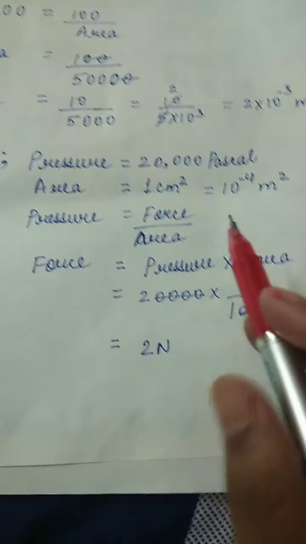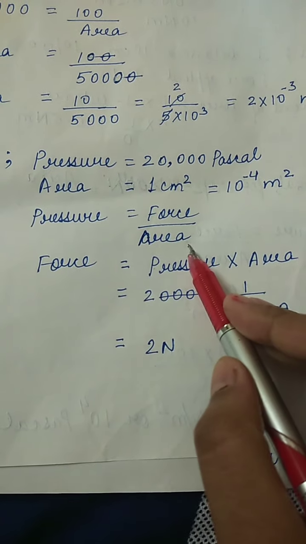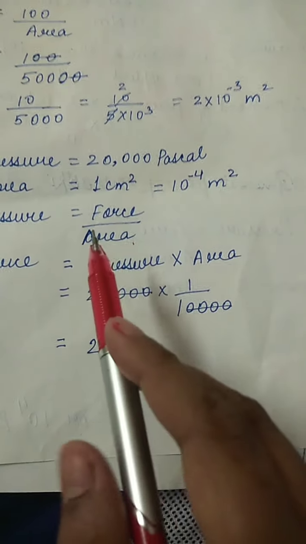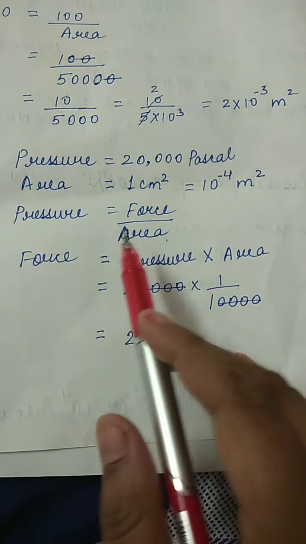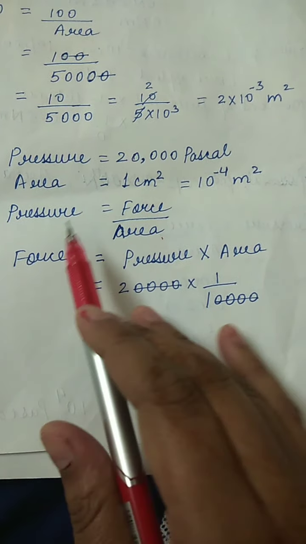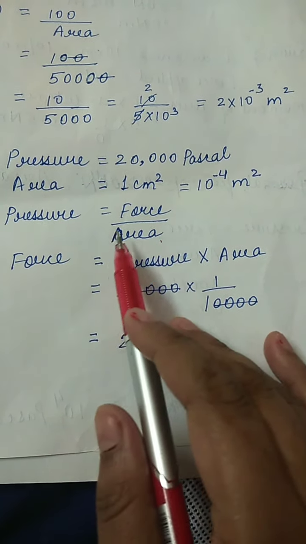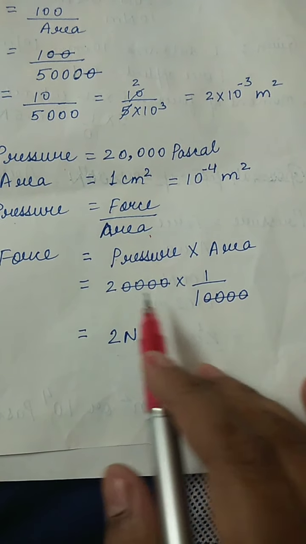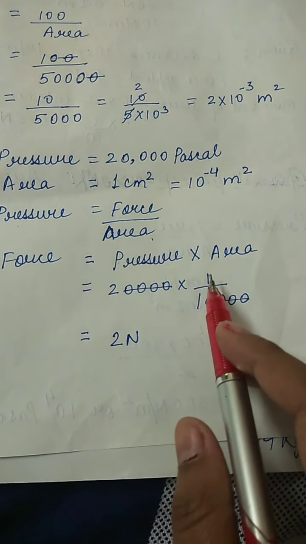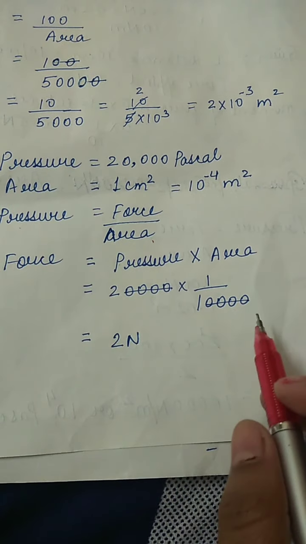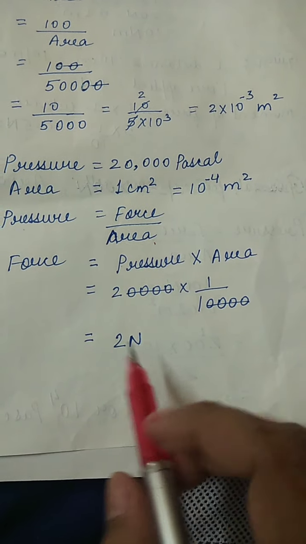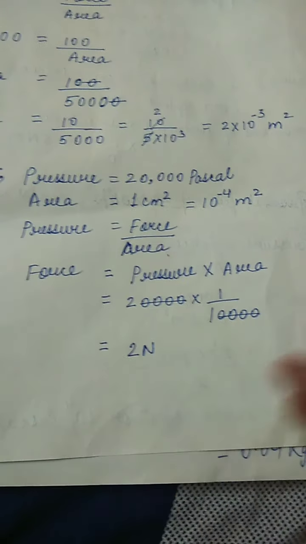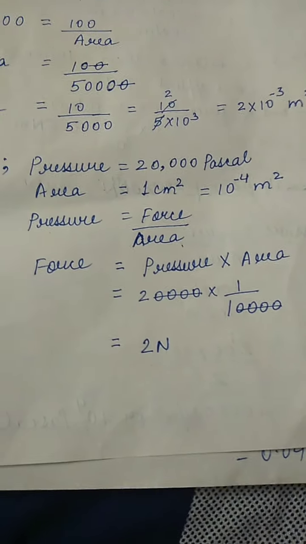Now pressure is equal to force upon area. Force is what we have to find. So we'll find it by cross multiplication: pressure into area. So this is 20,000 upon 1 into 1 upon 10,000, which is 2 Newton, and the unit of force is Newton. So the answer is 2 Newton. We have to find force in this question.